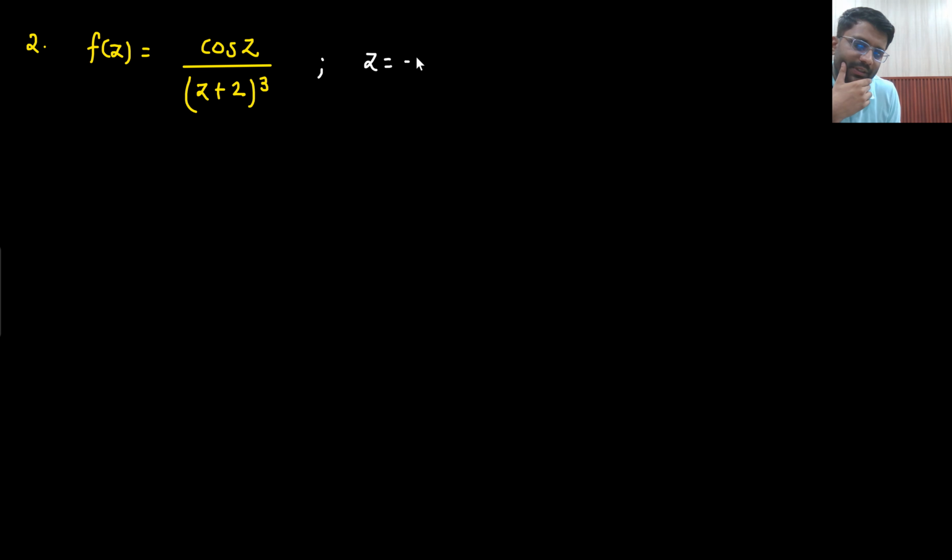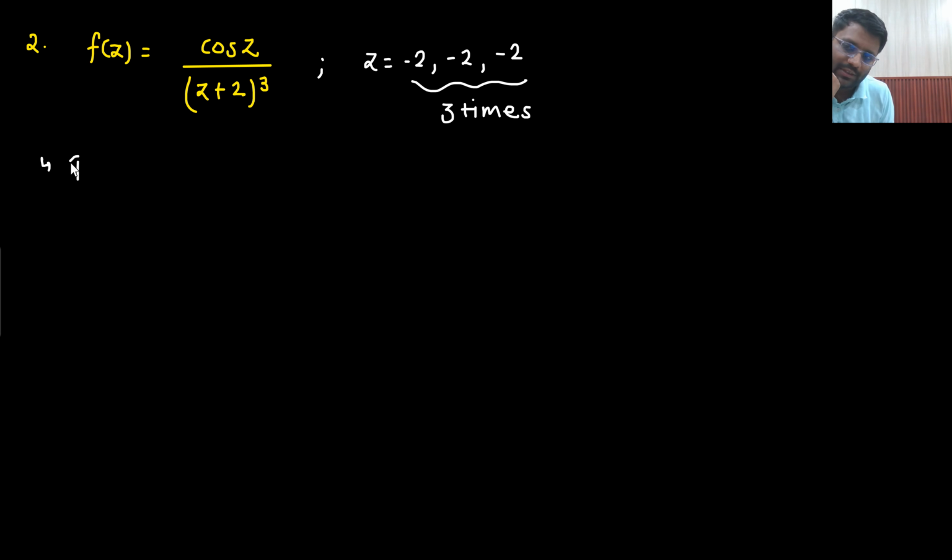What is the problem? So z equals to minus 2 is the problem, which is occurring, sir, 3 times. What is my process? You need to find out the residue. Residue at z equals to minus 2. Sir, I am supposed to find out the residue.